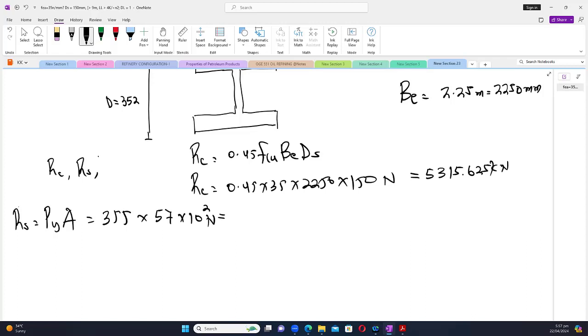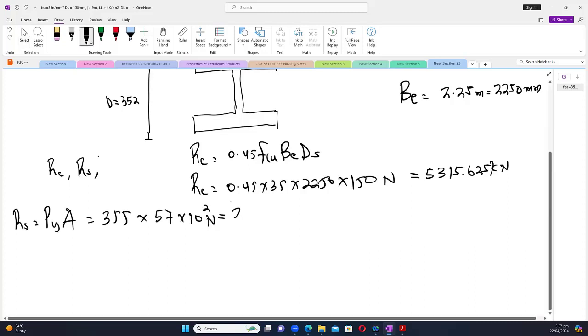If this will be in newtons, so we take this to kilonewtons and see what we get quickly. Any answer for this, please? We have so many students. 2023.5.